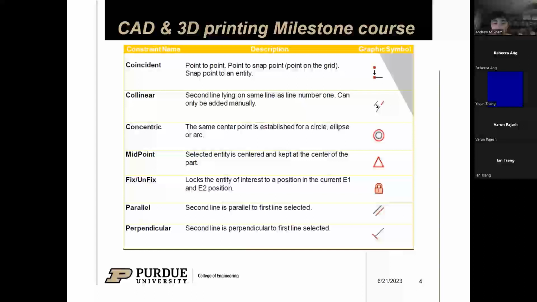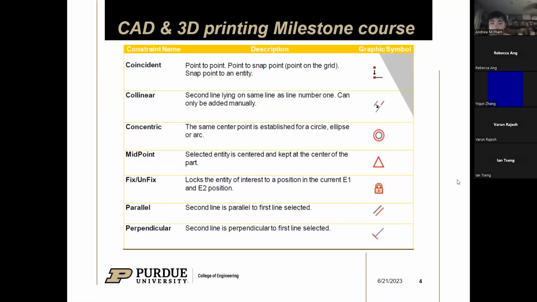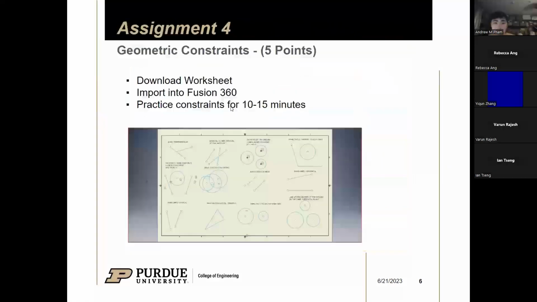So here's a list of all the geometric constraints. There's a bunch of them, as you can see. I won't go into detail on all of them because you have the slides and you can read what they all do. But we can go straight into a demo, which is also going to be your 4th assignment. If you go under the resources tab in the Discord, you can see I posted assignment 4.